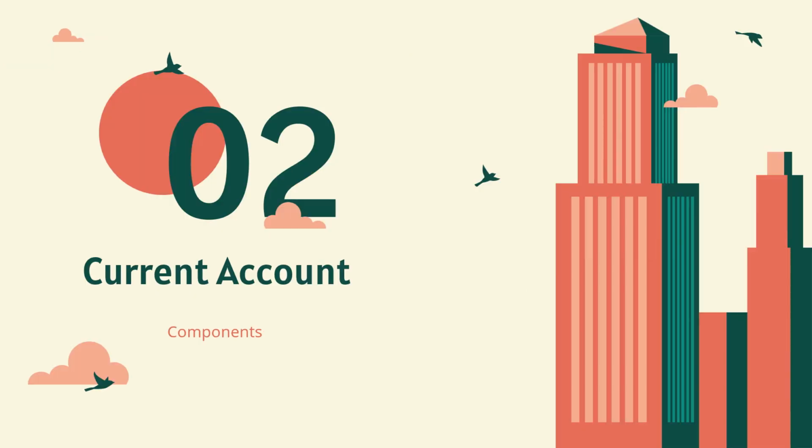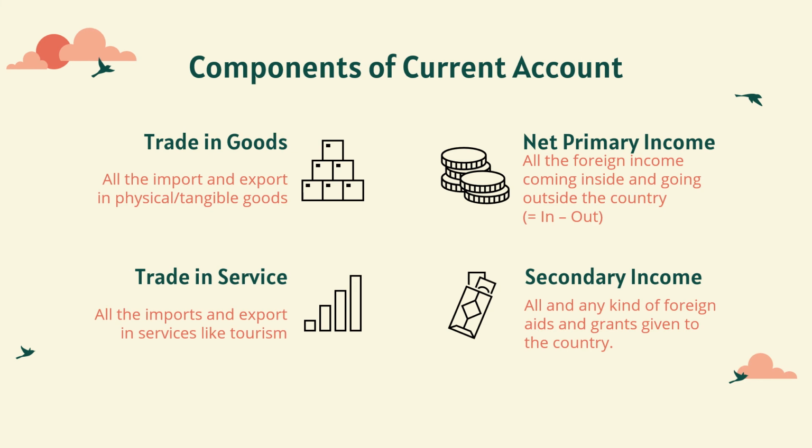Then the main thing over here is your current account. All right. Now, your current account, you should be knowing this really well. Your current account has four components, and these are very important as well. Your four components are trade in goods, trade in services, net primary income, and secondary income.